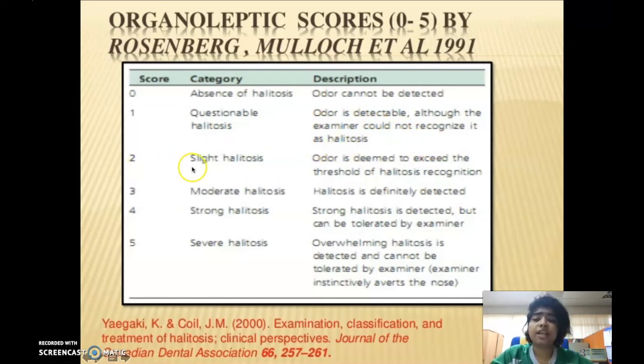Score number 2 is slight halitosis. Score number 3 is moderate halitosis. Halitosis is definitely detected. Score number 4 is strong halitosis. Strong halitosis is detected but can be tolerated by the examiner. Score number 5 is severe halitosis. It means overwhelming halitosis is detected and cannot be tolerated by the examiner.